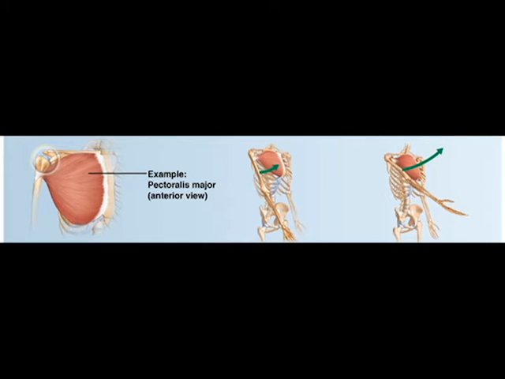Now that we understand these key terms, I can explain how a muscle's action is determined by how it crosses a joint. When a muscle crosses over the anterior side of a joint, it can produce flexion. An example of this would be the pectoralis major. The pectoralis major anteriorly crosses over the glenohumeral joint, allowing the entire arm to flex.